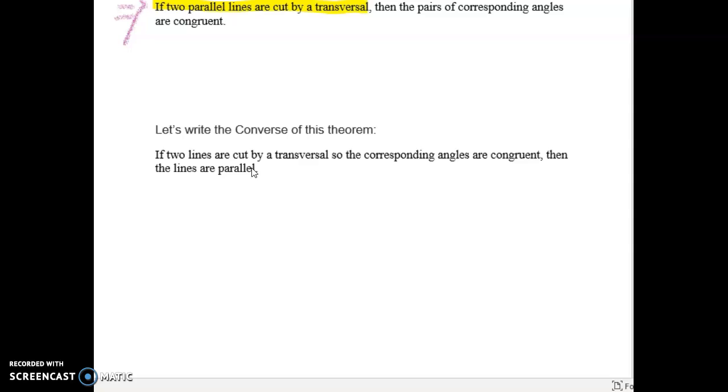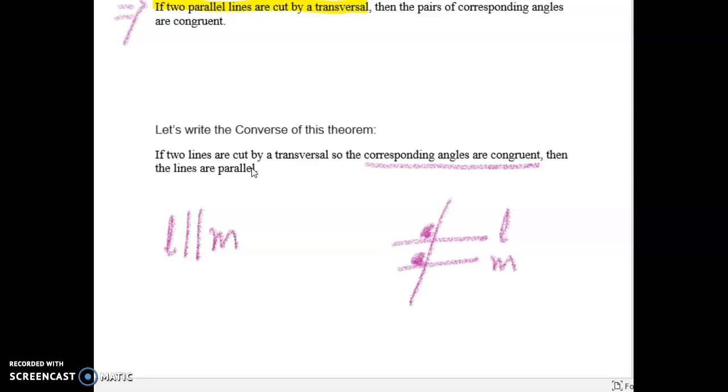If two lines are cut by a transversal such that the corresponding angles are congruent, now we are starting with the conclusion first. It is given to you that the corresponding angles are congruent. Then we can say that the lines are parallel. I can say L is parallel to M. So the converse is being used to prove that the lines are parallel.